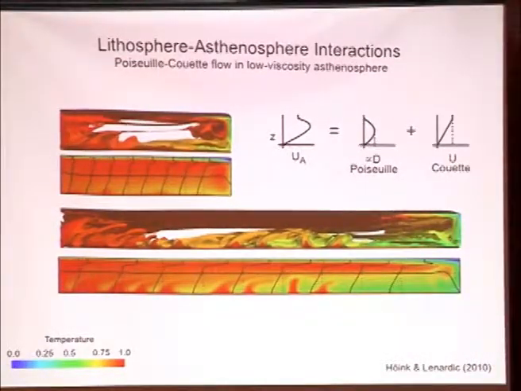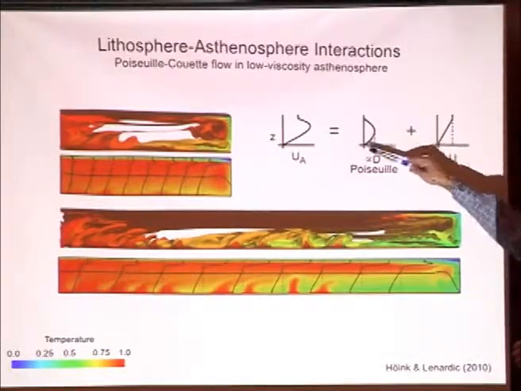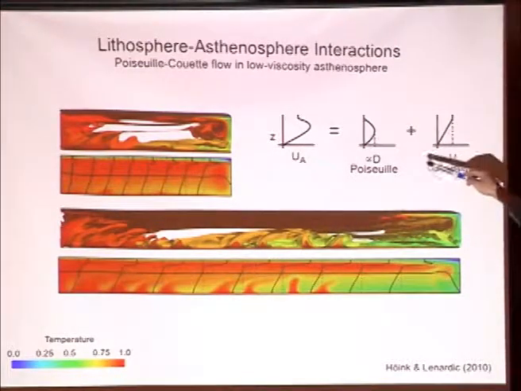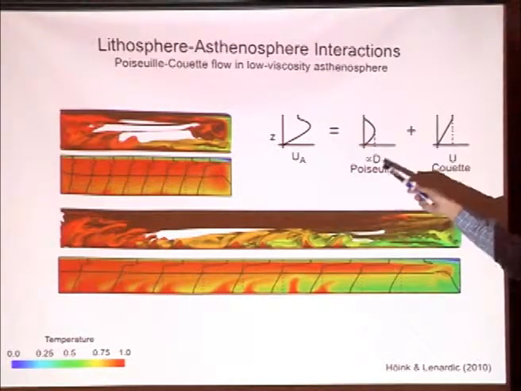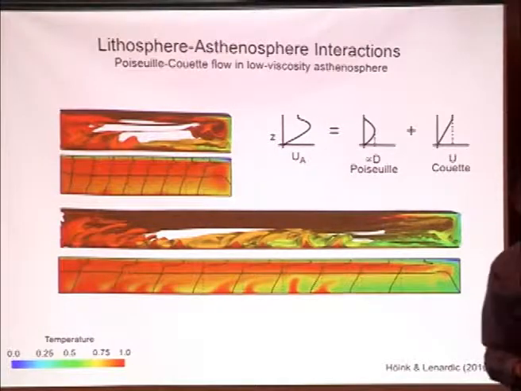And so it turns out for all the simulations I've done, you can always see what the average flow profile looks like in the asthenosphere. And it will always be a combination of this pressure-driven flow, this parabolic flow type, and this linear flow profile, the Couette flow type. And so I thought it might be interesting to figure out what the ratio is, and what the ratio depends on. And I will come to that in a moment.